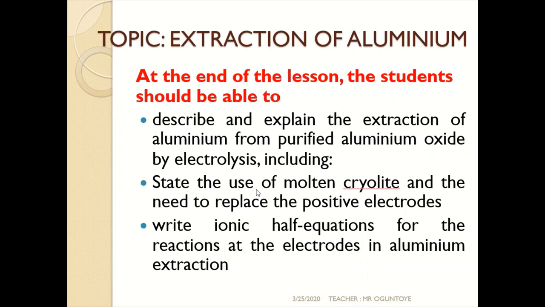Also, you should be able to state the use of molten cryolite and the need to replace the positive electrode during electrolysis of aluminium. It's one area to focus on. And lastly, we'll try to write the ionic equations for the extraction of aluminium, especially looking at what takes place at the negative electrode and the positive electrode, with respect to the transfer of electrons.